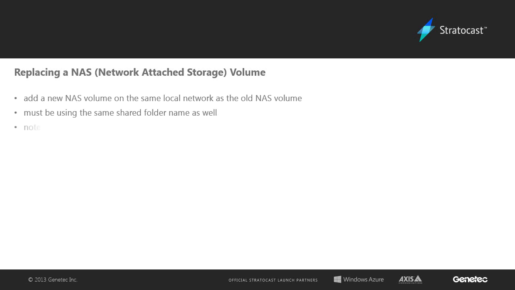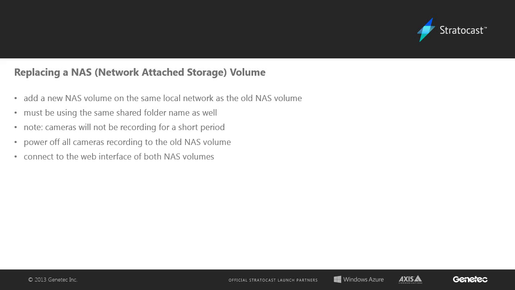Please note that while replacing a NAS unit will keep all the existing video recordings, there will be a short period where the camera which is using the NAS volume will not be recording. To replace the NAS volume, first power off the IP video camera that is recording to the current volume. Open a web browser and connect to the web interface of both the old and new NAS volumes.